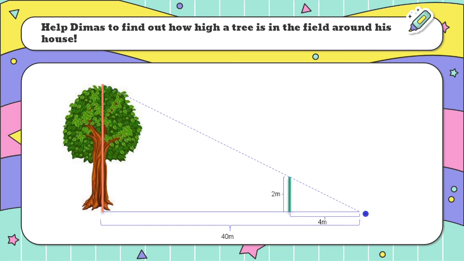The formula is the height of the stick as the axis line divided by x, the height of the tree, equals the distance between Dimas and the stick divided by the distance between Dimas and the tree. 2 meters divided by x equals 4 meters divided by 40 meters. So the final answer is 80 meters divided by 4 meters equals 20 meters. The conclusion is the height of this tree is 20 meters.